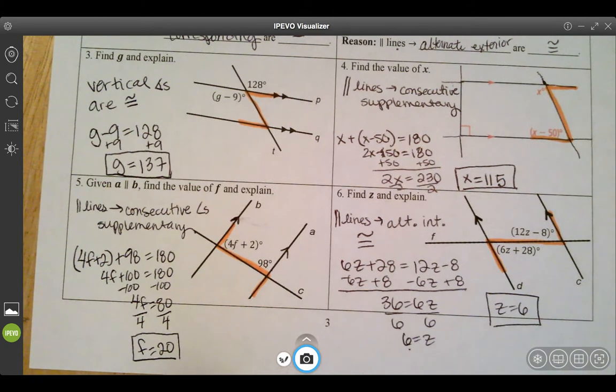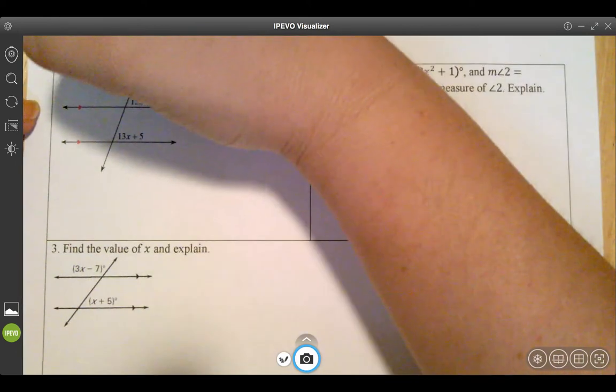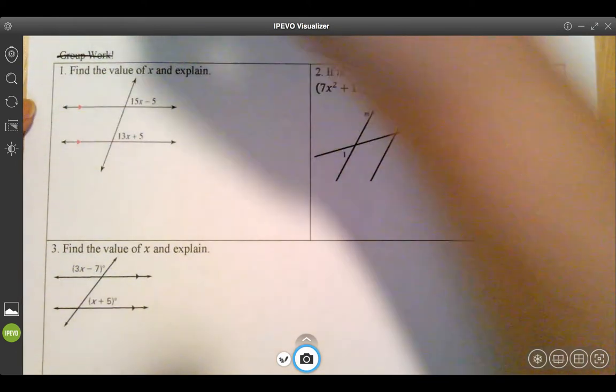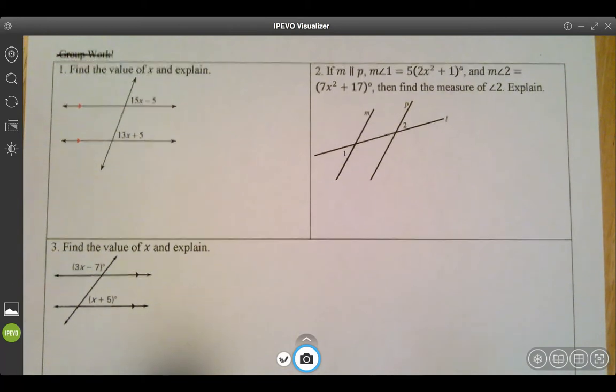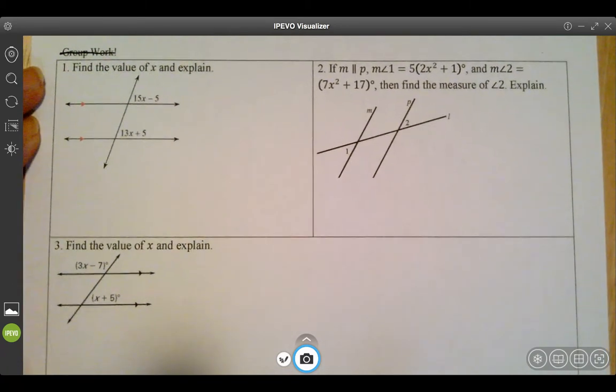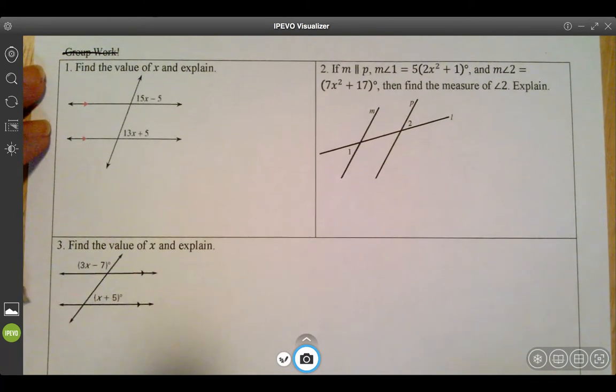Okay. Let's look at our last couple of examples on the next page. Normally we would do this as group work in class, but since we can't do group work during our asynchronous time, this is going to be classwork. I'll walk you through them, but make sure you're following along. I'll pause so that you can think through it before I give you the answer. So, number 1, find the value of x and explain.